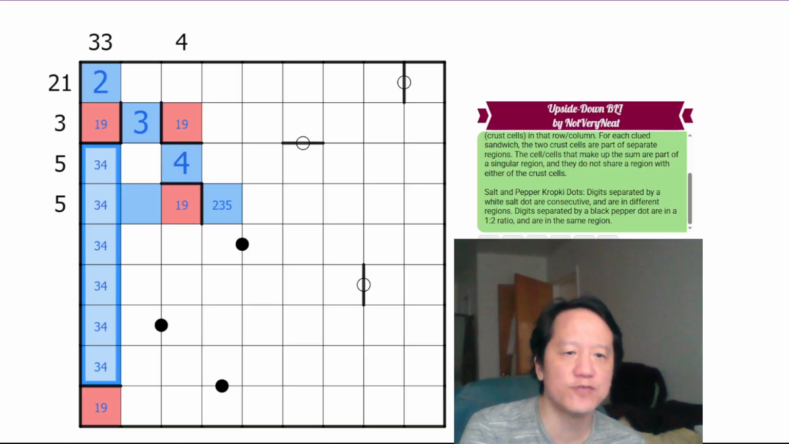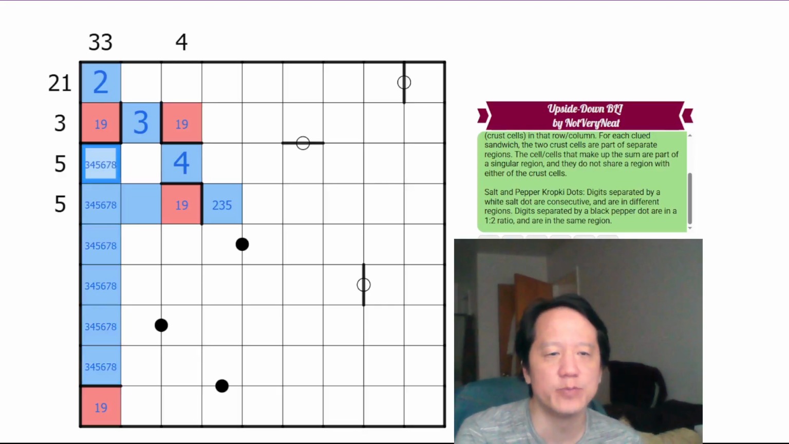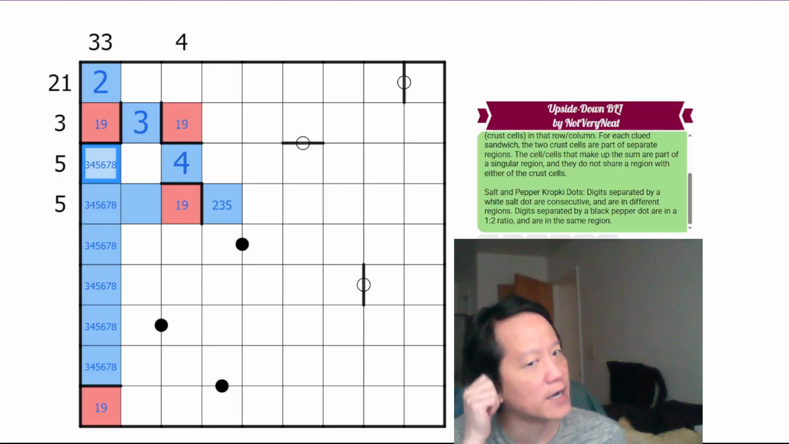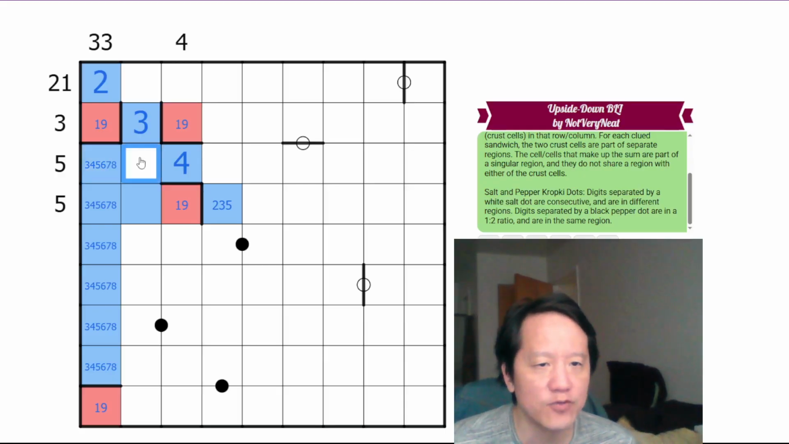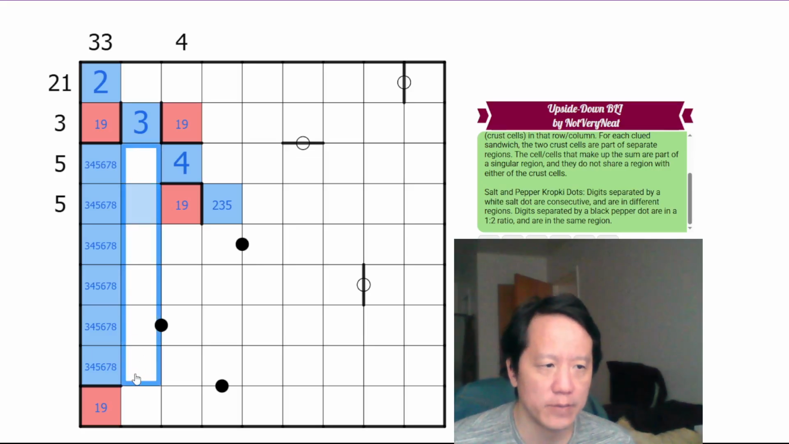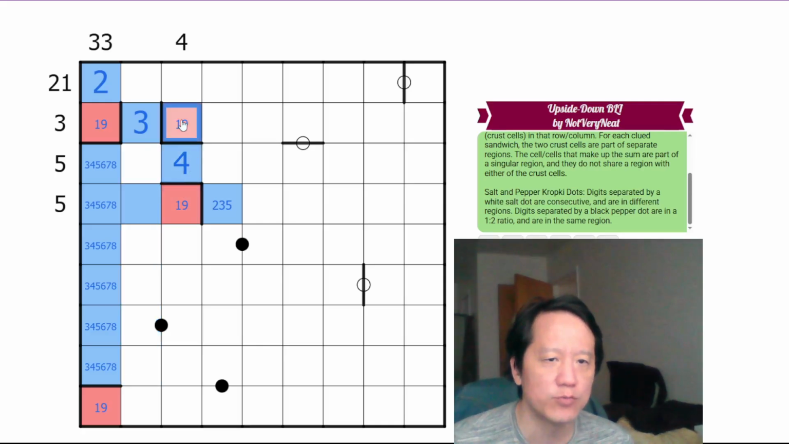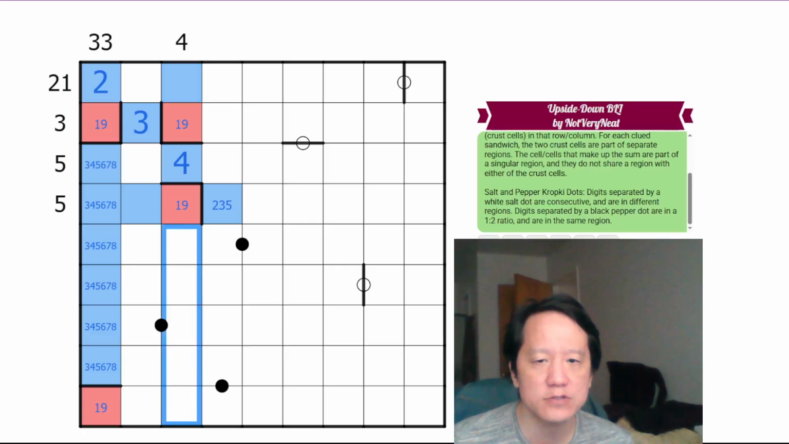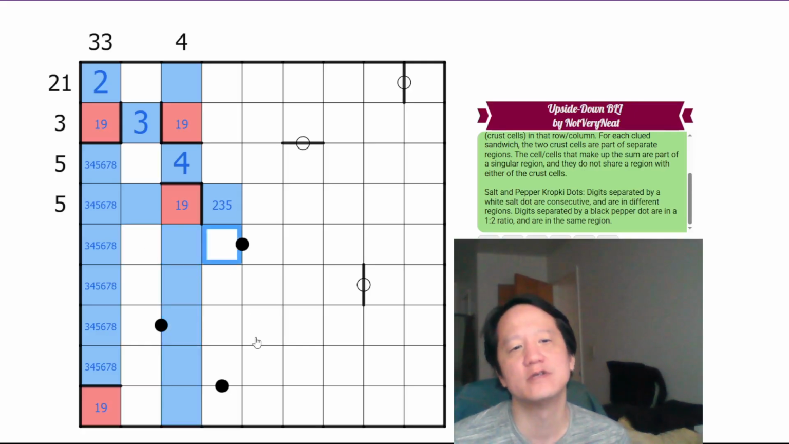And this is 3, 4, 5, 6, 7, 8. These are all part of the same region. We have to have access to 2, 1, and 9. The 1 and 9 have to be portions of these. And because these are both a 1-9 pair, none of these can be crusts. I guess you could do 1-9, 2, 1-9. That is possible.